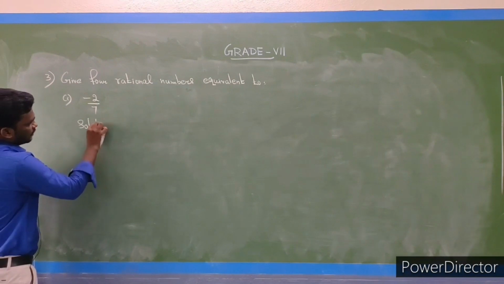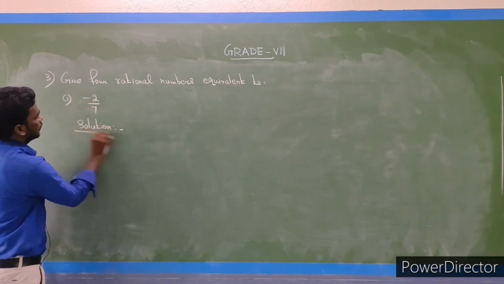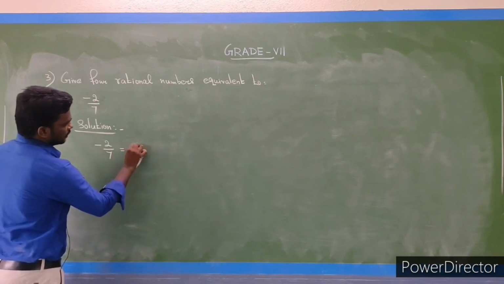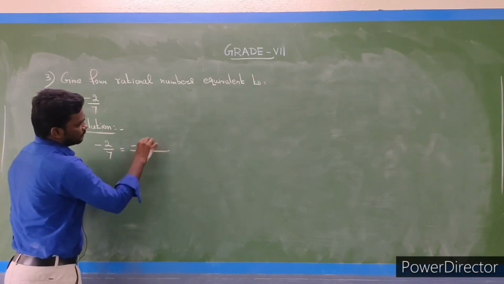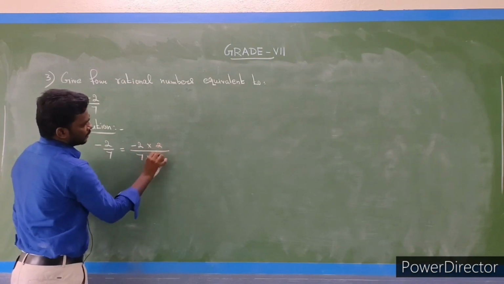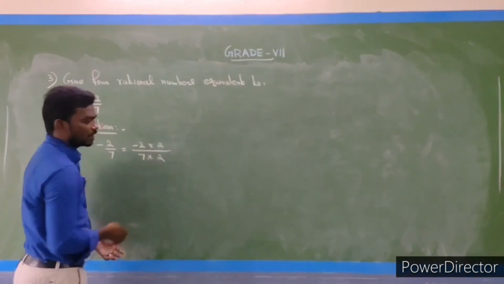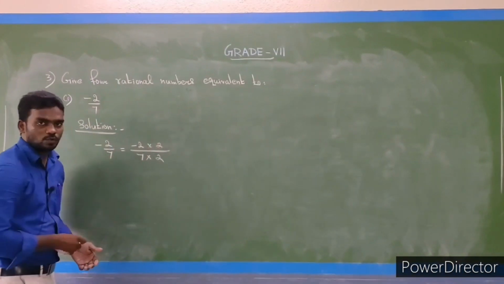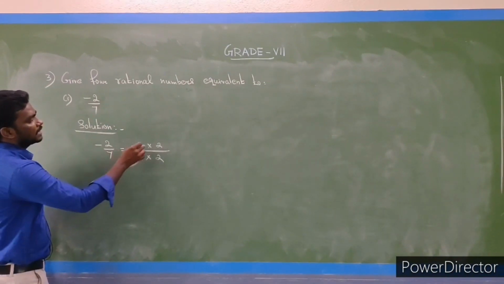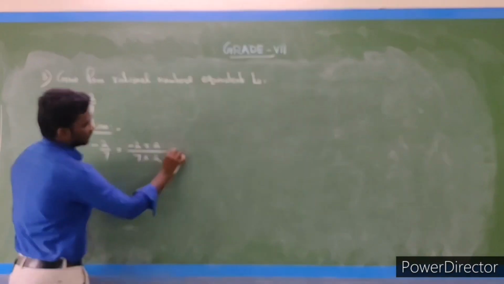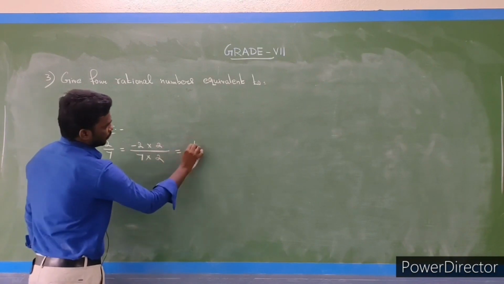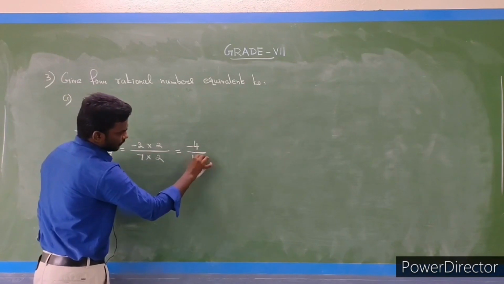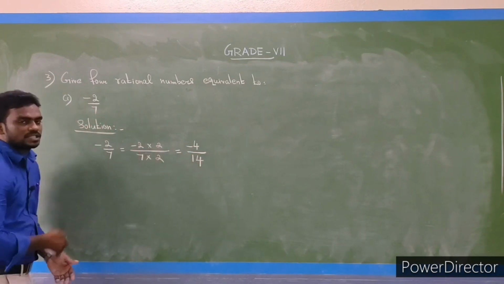How to find the equivalent rational number? So first one is minus 2 by 7, which is equal to minus 2 by 7 multiplied by 2. Because we can multiply by number 1 and 1, we get the same numbers only. So first we can start writing the multiplication of 2 by 2. So minus 2 by 7 multiplied by 2 by 2, which is equal to, what is the value? 2 2s are 4. Minus 4 divided by 7 2s are, what is that? 14. Next, so this is our first equivalent rational number.